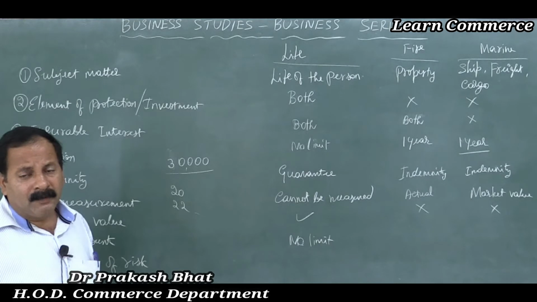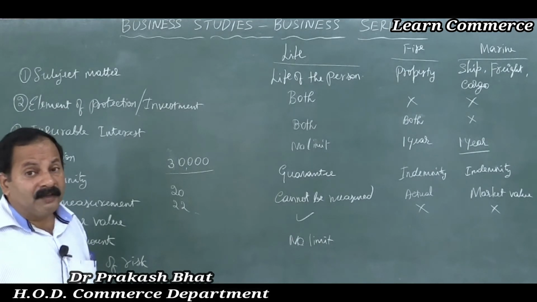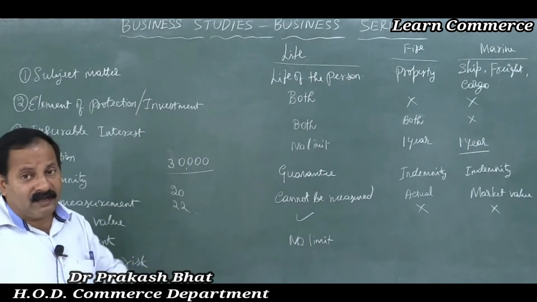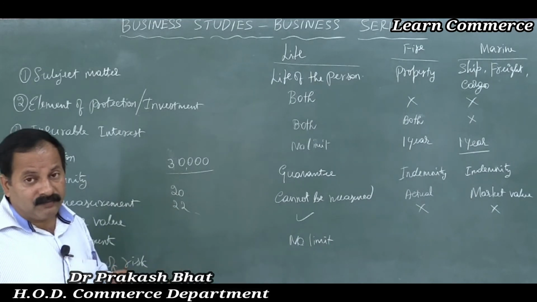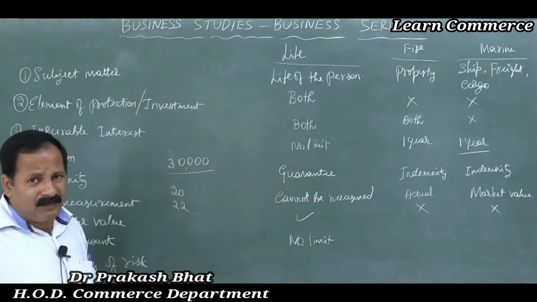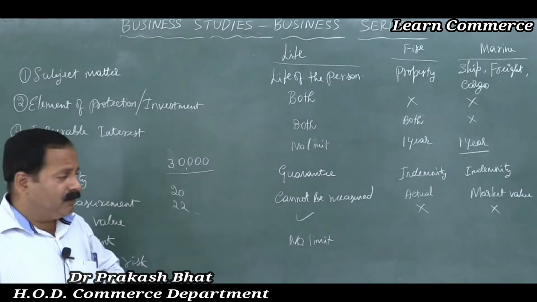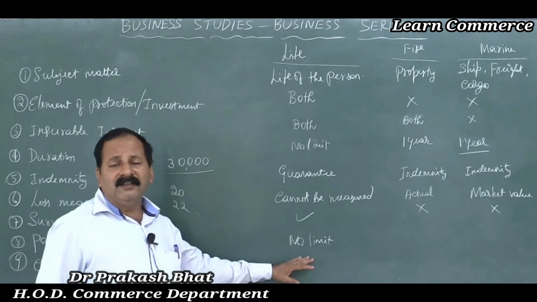Correct? If I think I will take a 100 crore policy, will it happen? It won't. If you don't have money even to pay the first premium, how can you take the policy? How is it possible? Is it possible? No, never. So depending upon your capacity, you will decide how much you can pay, isn't it? That amount is acceptable by the insurance company.